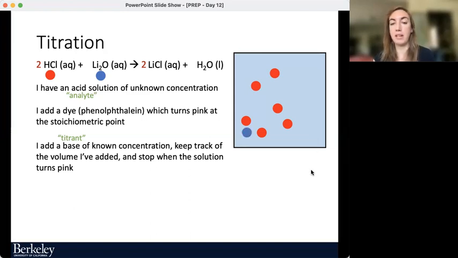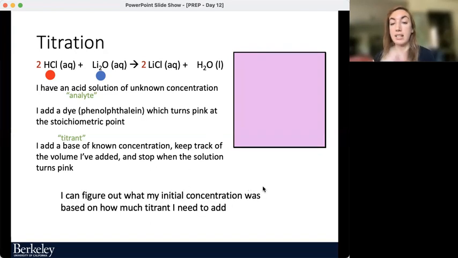If I add more base, more of my acid will get used up. If I add more base, more will get used up. And then eventually, I will have added enough base that all of my acid has gotten used up. I've reached my stoichiometric point, and now my solution turns pink. So I can keep track of how much base I had to add in order for the acid to get used up, and then I can figure out how much acid I had in the first place.